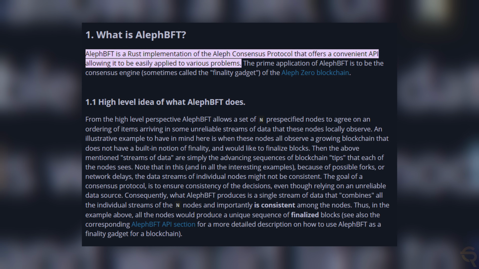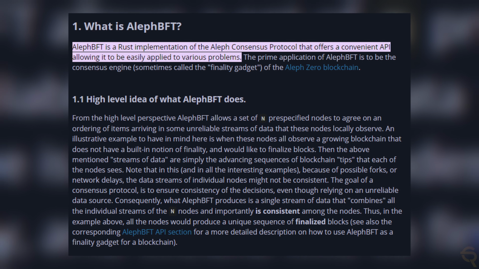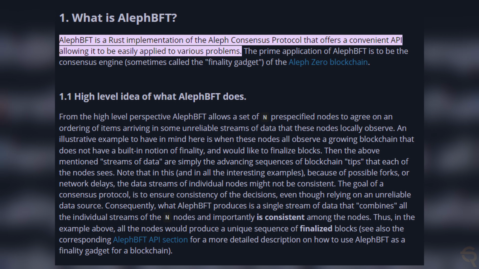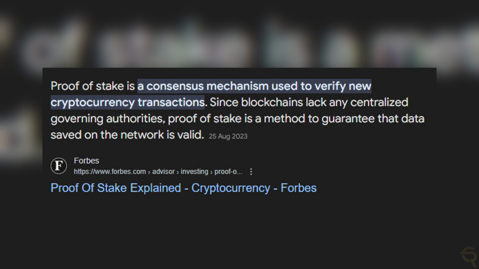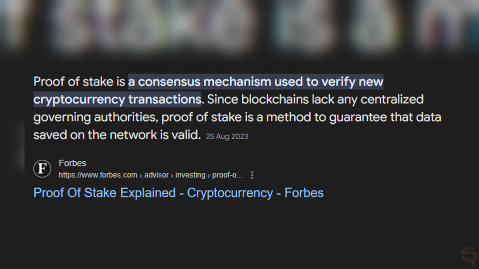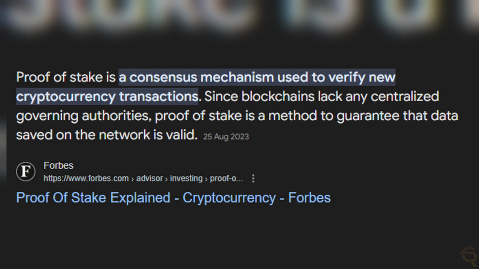Now the code behind Aleph Zero is Aleph BFT, which is a peer-reviewed consensus protocol. And at its core, Aleph Zero employs a proof-of-stake consensus algorithm in which a rotating committee of validators decides on the truthfulness of the state of the blockchain. This makes it similar enough to other blockchains employing proof-of-stake methodologies.